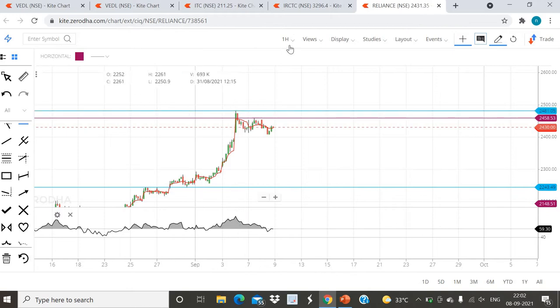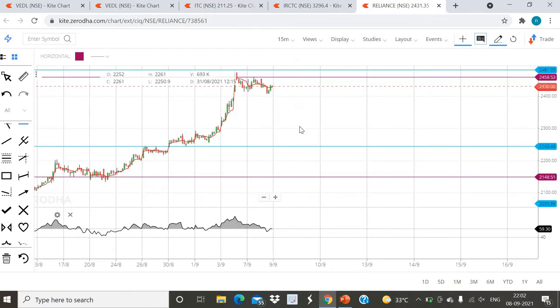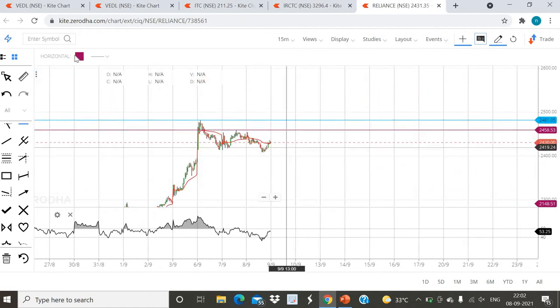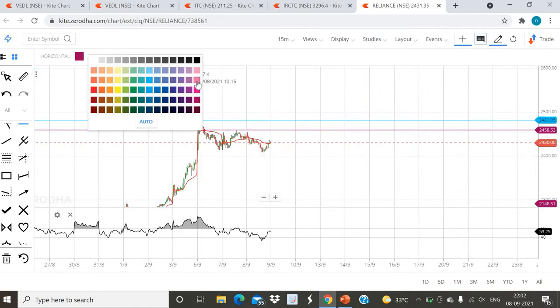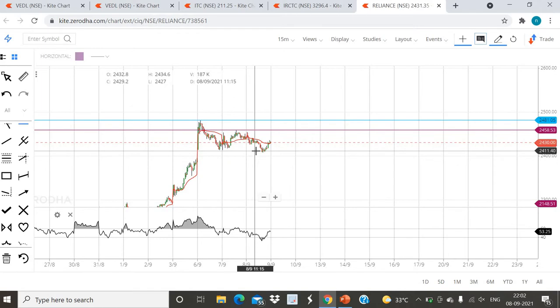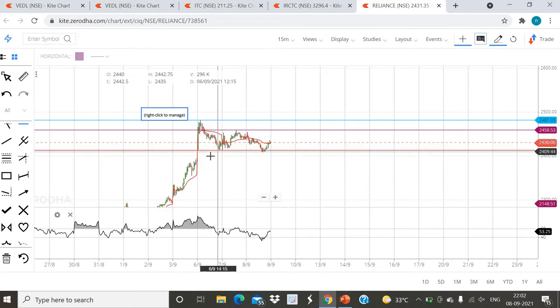Now I'll change the time frame to 15 minutes time frame. On the 15 minutes time frame, I'll change the color to some violet, lighter color. So here I could see a support.